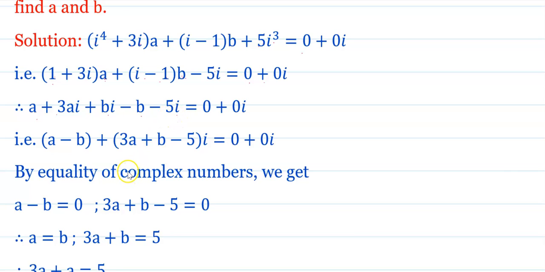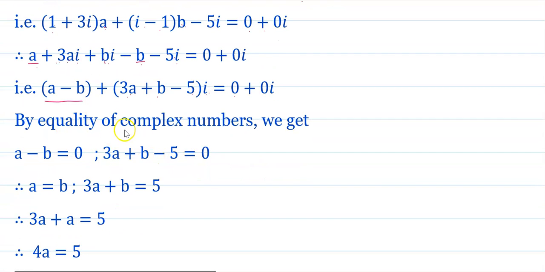Now collect the terms of the real part. a is real, b is real. Therefore in bracket you are getting a minus b. What about the imaginary part? 3ai, bi and minus 5i are imaginary. From all these three terms, take i as common. Then you are getting 3a plus b minus 5, bracket complete into i, that equals 0 plus 0i.